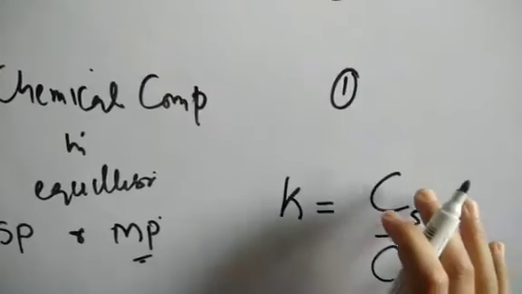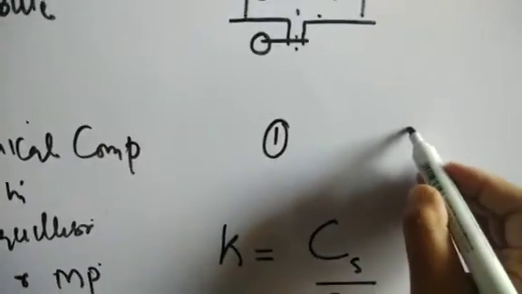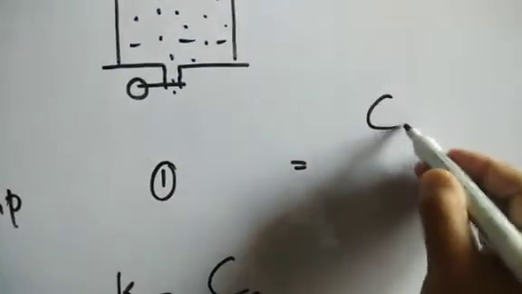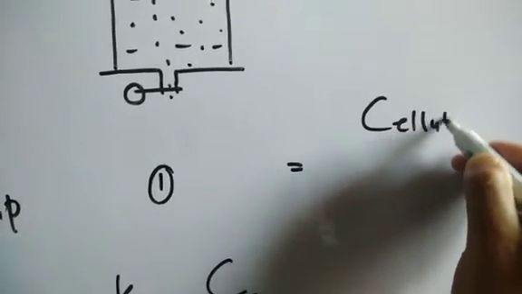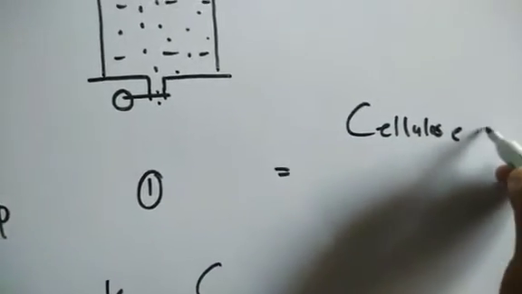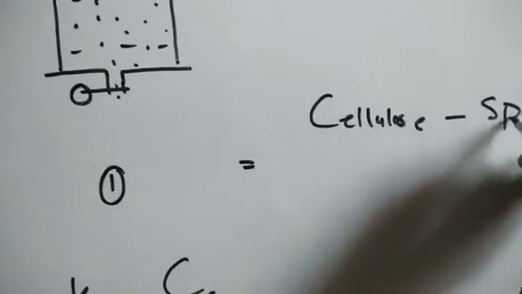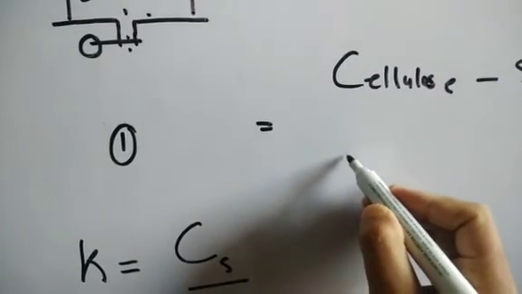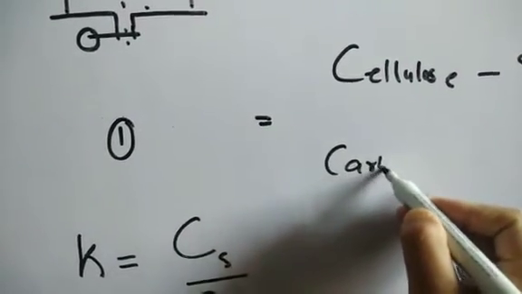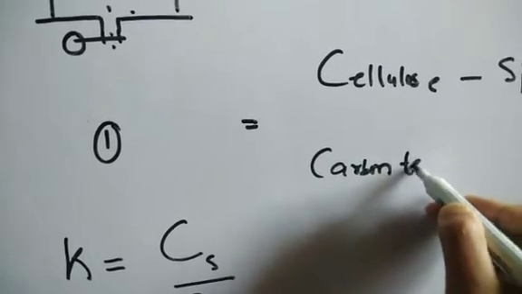So in order to understand this, let us say our stationary phase was cellulose, for example. So this was our stationary phase. And our mobile phase was carbon tetrachloride as solvent. Carbon tetrachloride.